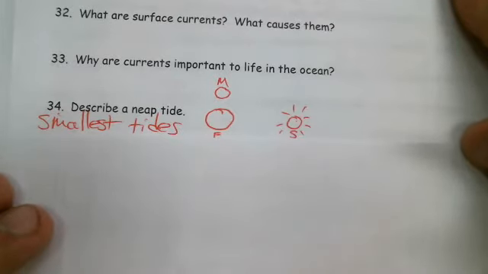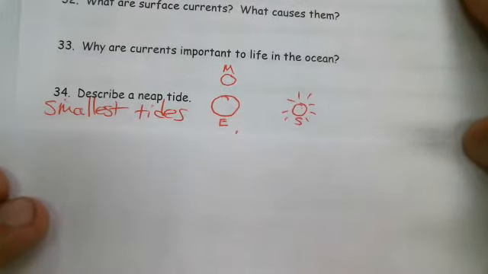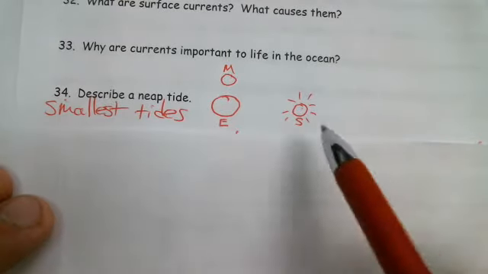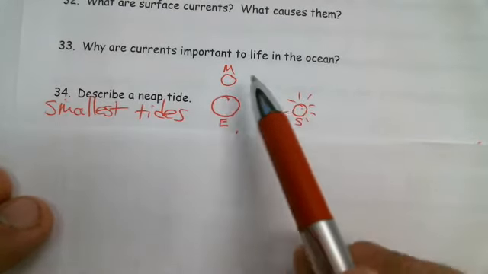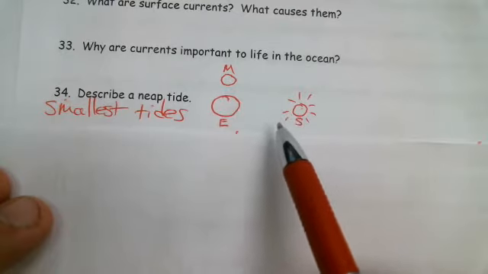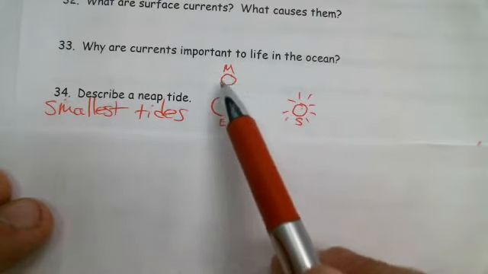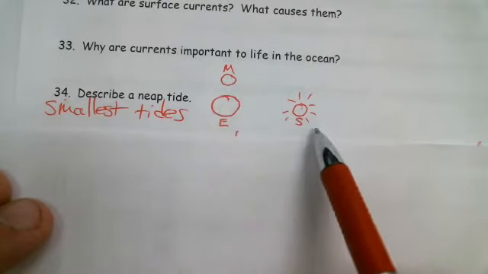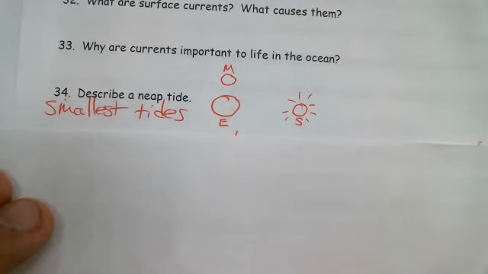Let's see here. Number 34, describe the neap tides. These are the smallest tides, and that's because the moon and the sun are not on the same side of the earth. The moon is pulling the oceans in one way and the sun is pulling it in the other way, and they almost sort of cancel each other out.